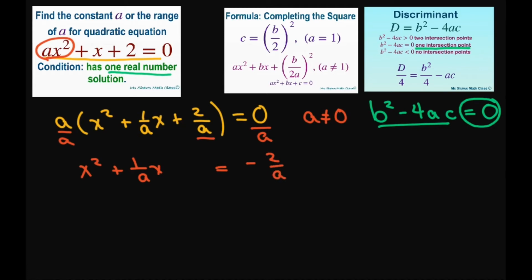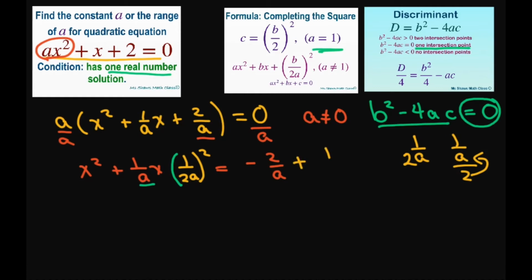Now, I'm going to complete the square. So my a now is 1. I'm just going to take my b, which is 1 divided by a, and then divide it by 2. So that's going to be 1 divided by 2a, right, 1 divided by a divided by 2, that's the same as 1 divided by 2a, and then square. You're also going to have to add it to your right-hand side of the equation. That's just going to be 1 divided by 4a squared. The 1 squared as well, but 1 squared is just 1.